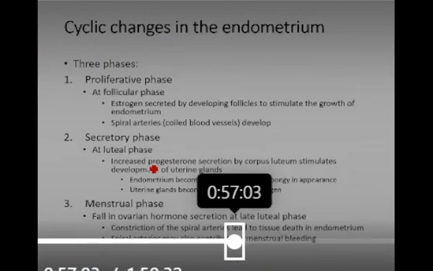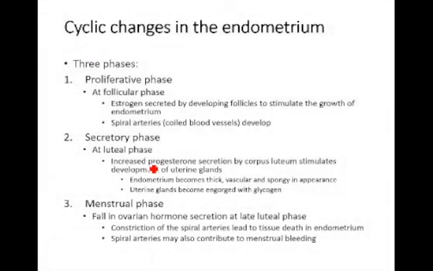Helping the endometrium to become thicker, vascular, that means more blood vessels will be developed. And then the shape or the appearance, they look spongy. Uterine glands become engorged with glycogen as well, because this becomes the storage of energy. So in case there is an embryo or fertilized egg coming, then they can just nourish the embryo or zygote.